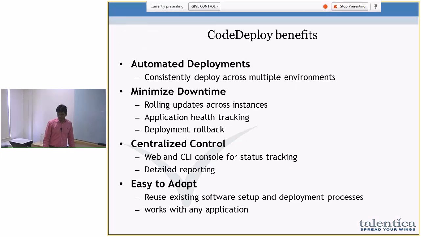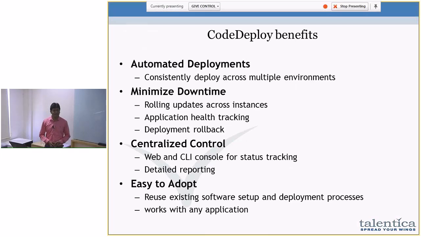So these are the benefits. Automated deployment: as I told, we don't have to worry about any manual work during the deployment. It minimizes downtime, like we can avoid downtime in our live production environment. Rolling update across multiple instances: as I just told, we can do the deployment in a single click over more than 100 or any number of instances. We can track the health, and we can also do the rollback. In case of any error, we can immediately do the rollback.